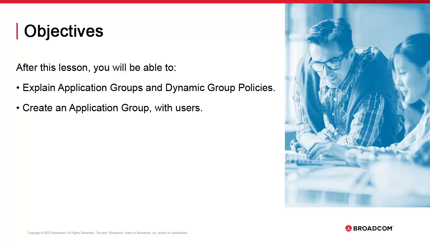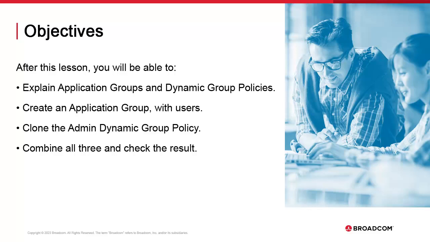We won't look at access policies quite yet. For now, we create an application group and add some users. Then we clone the admin dynamic group policy and associate our application group with this policy. This should give our new application group admin privileges, which we'll check in the UI.